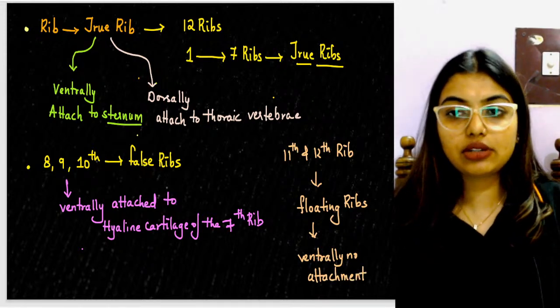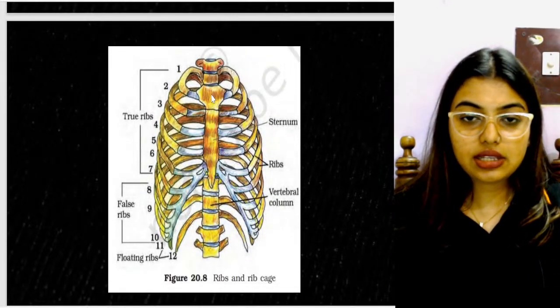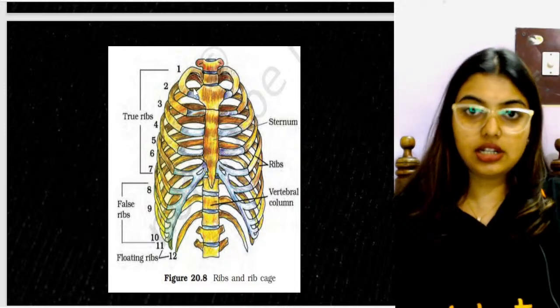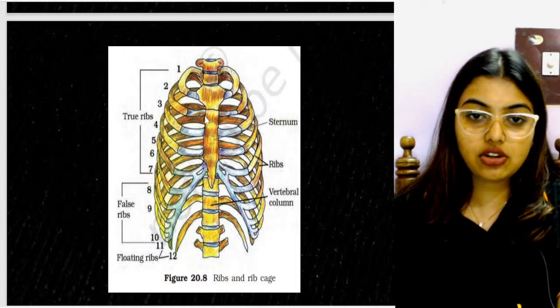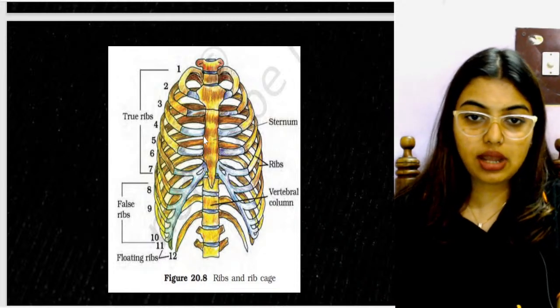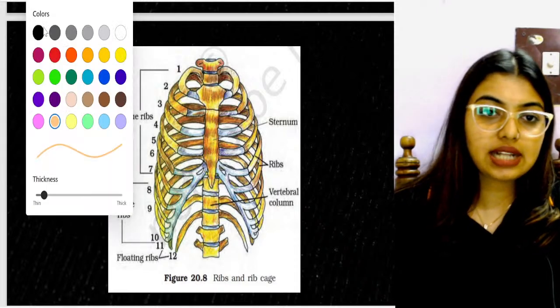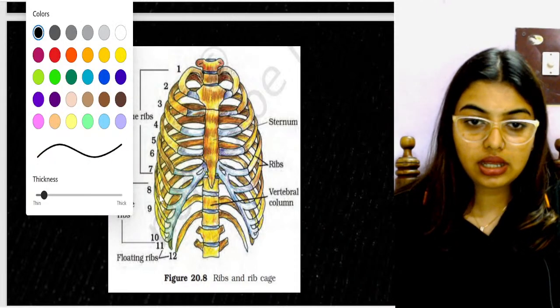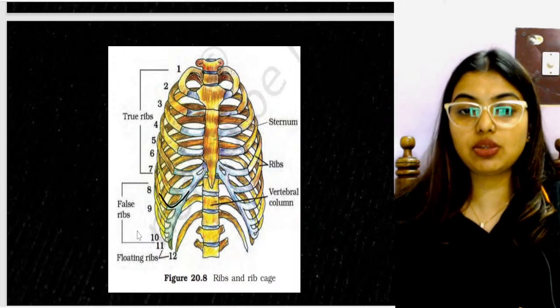Now we will go back to the diagram. You will understand thoroughly. Look here, students. You can see the ribs are attaching ventrally, dorsally also. Here also you can see up to the 7th one, it is attaching properly. The 8th one, can you see how it is attaching? It is attaching to the hyaline cartilage. See, it is attaching to the 7th rib.